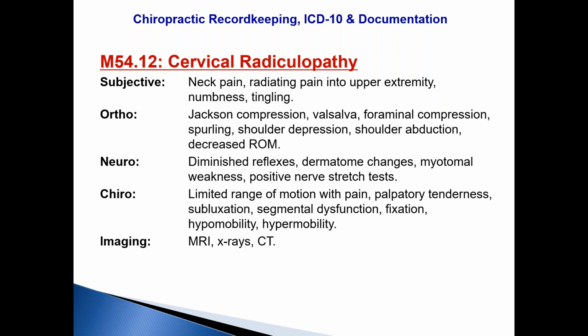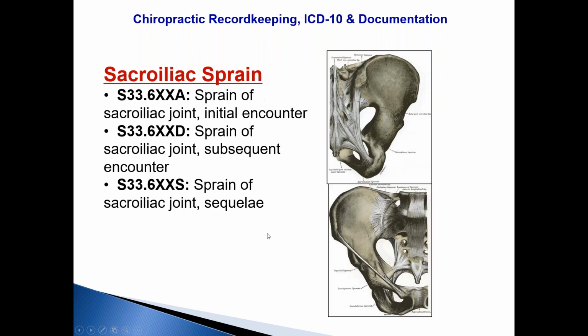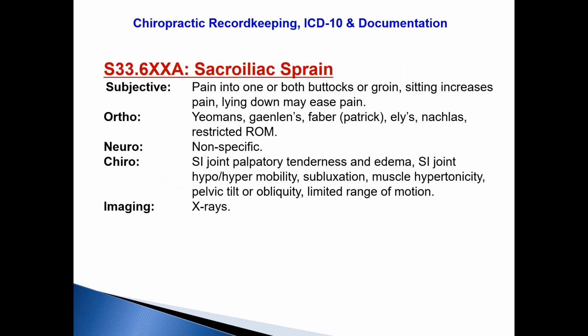Cervical radiculopathy is what we consider a long-term treatment diagnosis. So make sure you can substantiate it or else it's going to get denied. Same thing with sacroiliac sprain. Do Yeoman's, do Gaenslen's. You need to do certain tests to justify your diagnosis codes. Every diagnosis code you come up with needs to be justified.